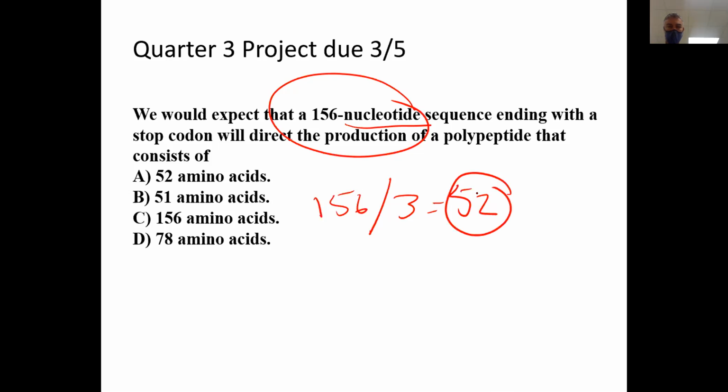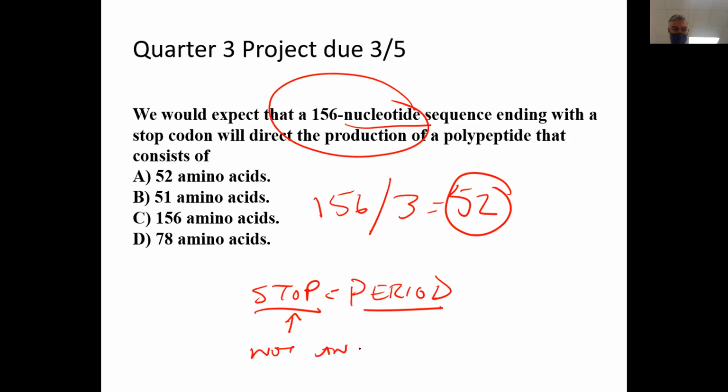Now, the answer is not 52. Remember, we always end with a stop codon. The stop equals a period. It's like having a period in a sentence. A stop is not an amino acid. So therefore, my correct answer is going to be 51. The answer would be 51. So good job for those of you who got that.